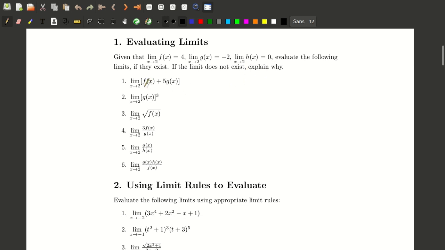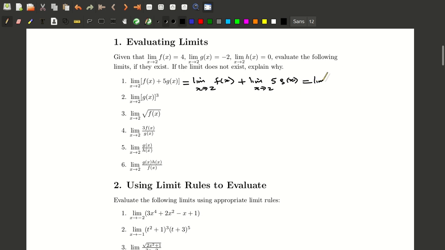So if you look into this here, as long as the limit as x approaches 2 of each part exists, we can always evaluate this limit. I'm going to split this as one function and this one as another function. It's going to be the same as the limit of f of x, plus the limit as x approaches 2 of 5 times g of x, right?